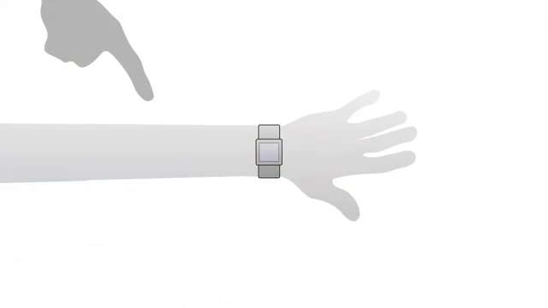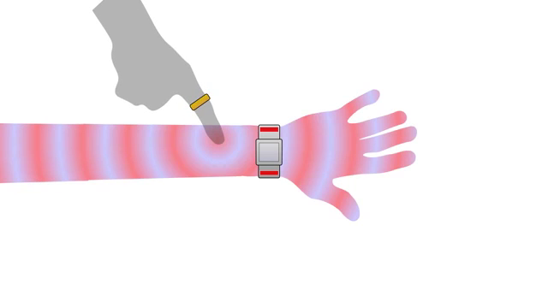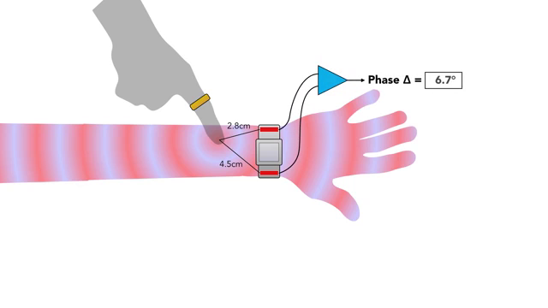Here is a simplified schematic view of our system. The signal-emitting ring is shown in orange, and two electrodes are shown in red. When the finger touches the skin, a high-frequency electrical signal propagates into the user's arm. Note, the distance to the two electrodes is different. The phase of the ring's signal captured by these two electrodes can be compared.